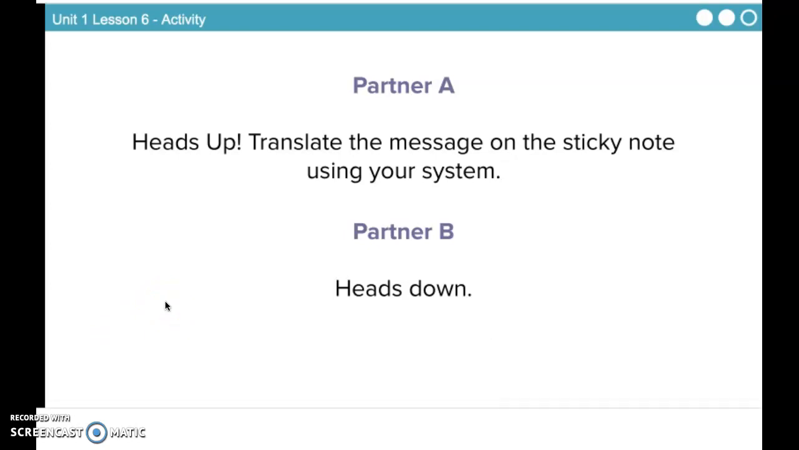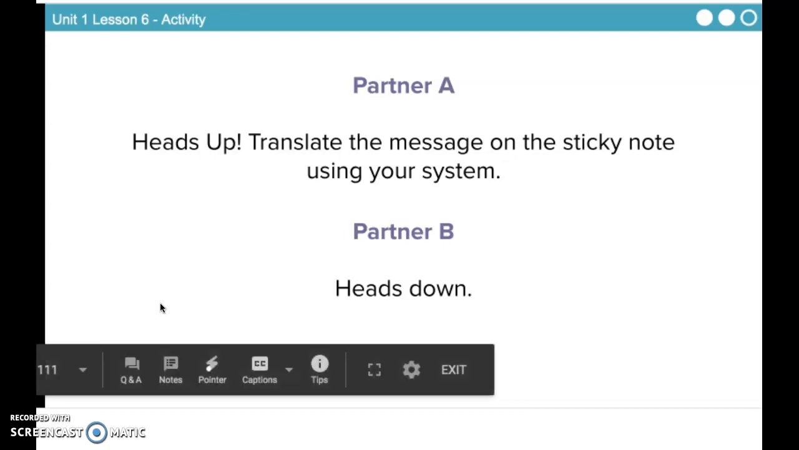Again, I'm not really sure why they want partner B's head down for this, but anyway, I don't really see a need. You could just hold it up and see.